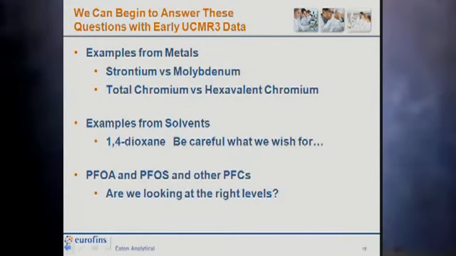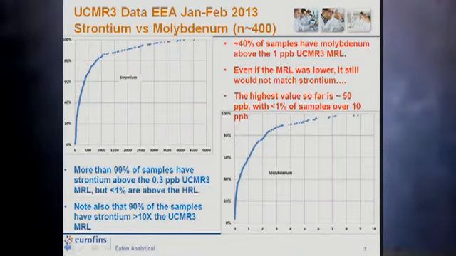And we can actually look at some of the early data from UCMR 3 to begin to answer some of these. So I'm going to show you some data that we've got from the first couple of months of UCMR, looking at strontium and molybdenum, looking at total chromium versus hexchrome, looking at the 1,4-dioxane, and looking at some of the PFCs. So if we look at UCMR 3 data, we've got results from about 400 samples from across the country. These are all probability plots with concentration across the bottom in micrograms per liter and probability of detection or frequency of detection here.